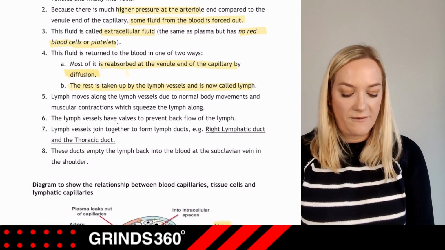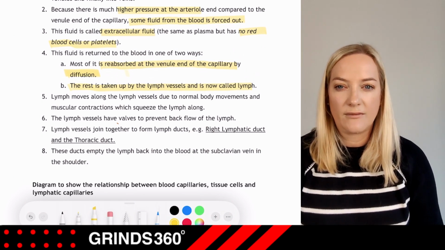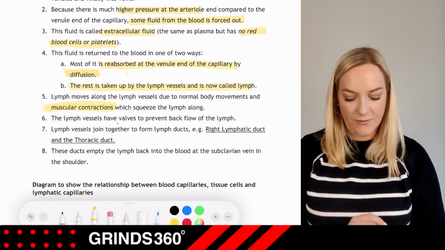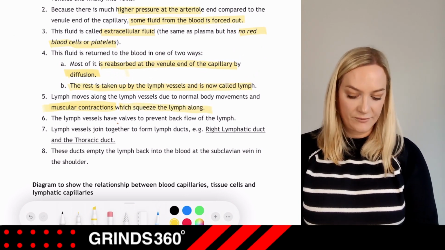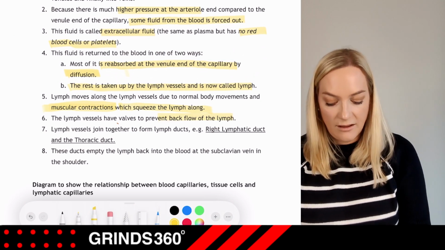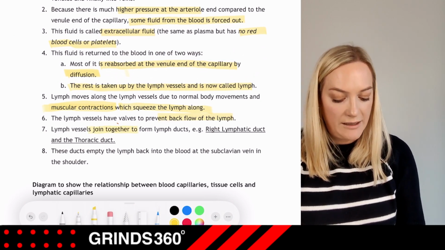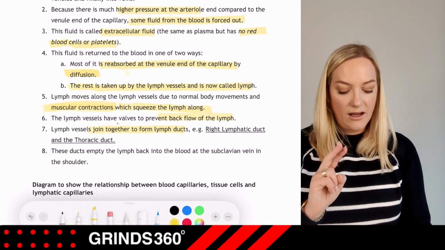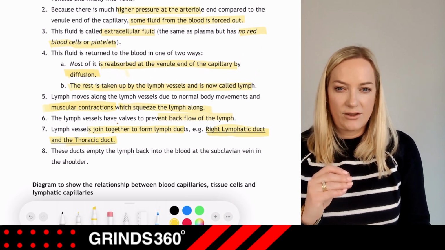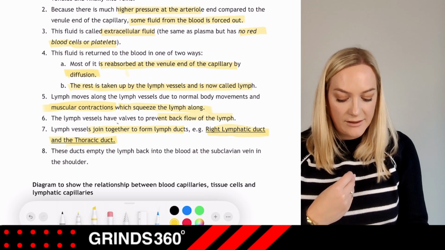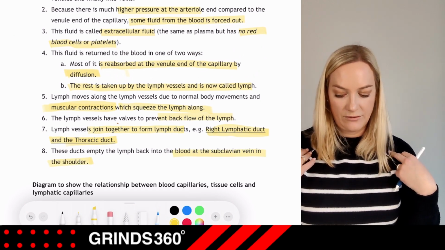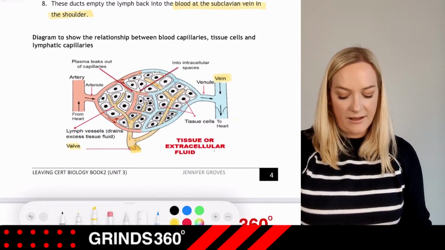It'll move along the lymph vessel due to normal body movements, so that's your muscular contraction. Muscular contraction is peristalsis, waves of muscular contraction, and that will squeeze the lymph along. As I mentioned before, lymph vessels have valves to prevent backflow. The lymph vessels will join together to form lymph ducts. We mentioned before, what are these two ducts? The right lymphatic duct and the thoracic duct. These ducts are going to empty the lymph back into the blood at the subclavian vein, which is just under the collarbone. So that's how our lymph is formed.